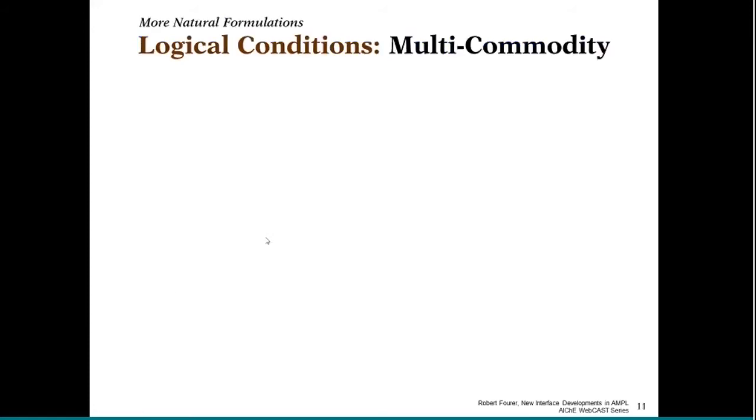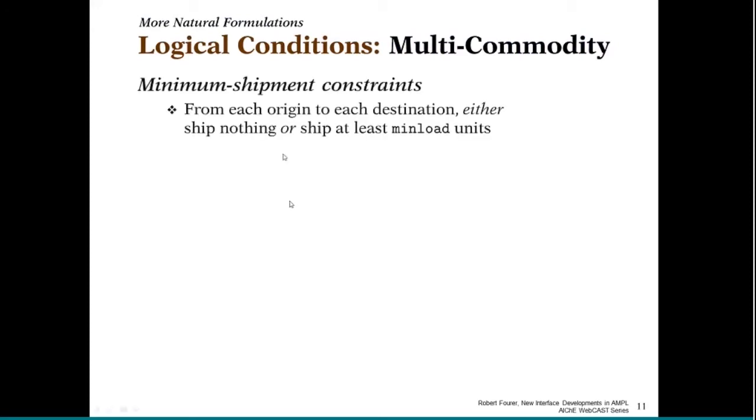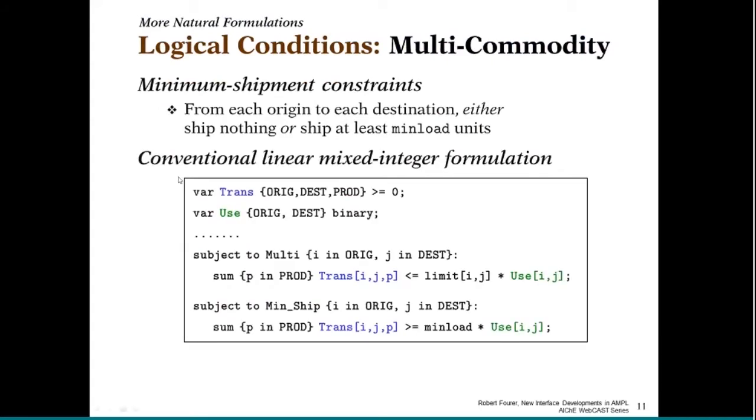So we'll start with logical conditions. I'm going to do a series of 3 examples. So here's a multi-commodity problem. It's just the least cost way of shipping from various origins to various destinations of various commodities. But what makes it complicated is that from each origin to each destination, you have to ship at least a minimum amount of all the commodities, or else nothing. So that's the complicating constraint here.